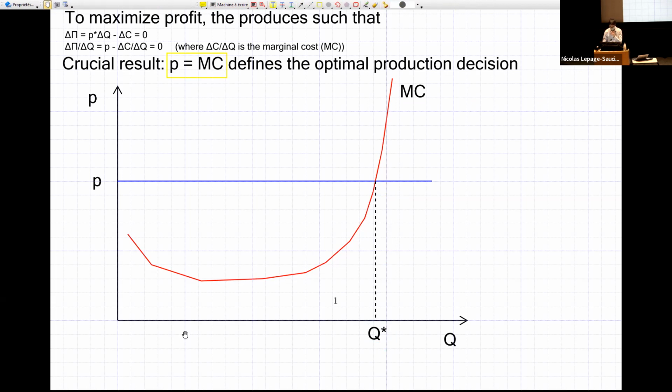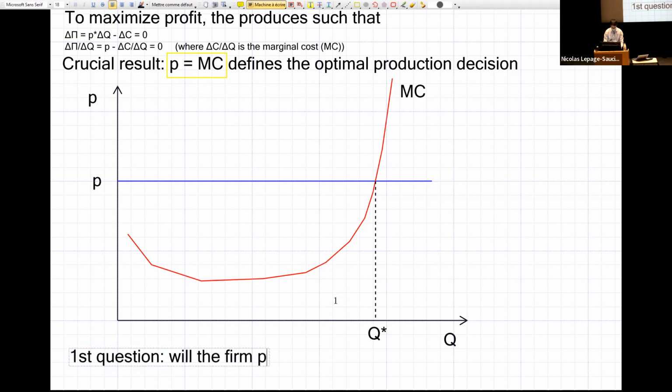Then the question is, will the firm produce or not? Okay, so how should I do that? It's a neat graph, so let's continue. At this point, Q star, what is my profit? So, first question: will the firm produce or not?